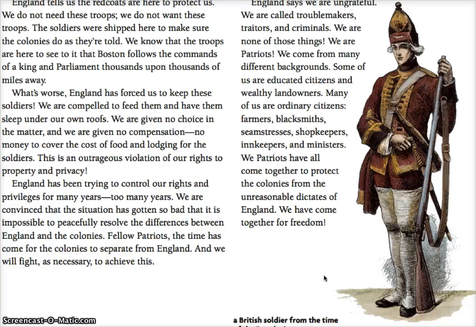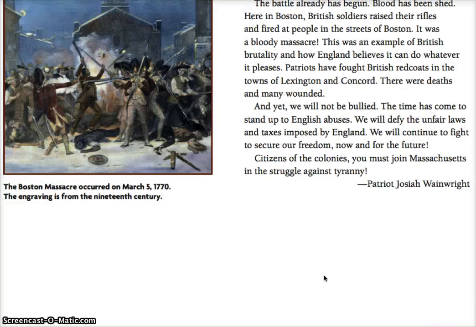We are called troublemakers, traitors, and criminals. We are none of those things. We are patriots. We come from many different backgrounds. Some of us are educated citizens and wealthy landowners. Many of us are ordinary citizens, farmers, blacksmiths, seamstresses, shopkeepers, innkeepers, and ministers. We patriots have all come together to protect the colonies from the unreasonable dictates of England. We have come together for freedom.